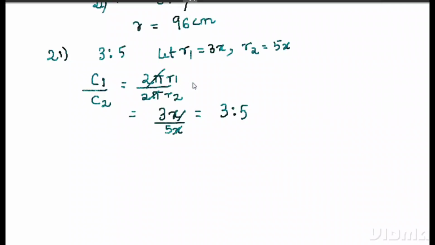So ultimately what is this leading to? This is leading to C1 by C2 is equal to R1 by R2. So both will be equal. So this was the 21st question. Now let's go to the 22nd question.